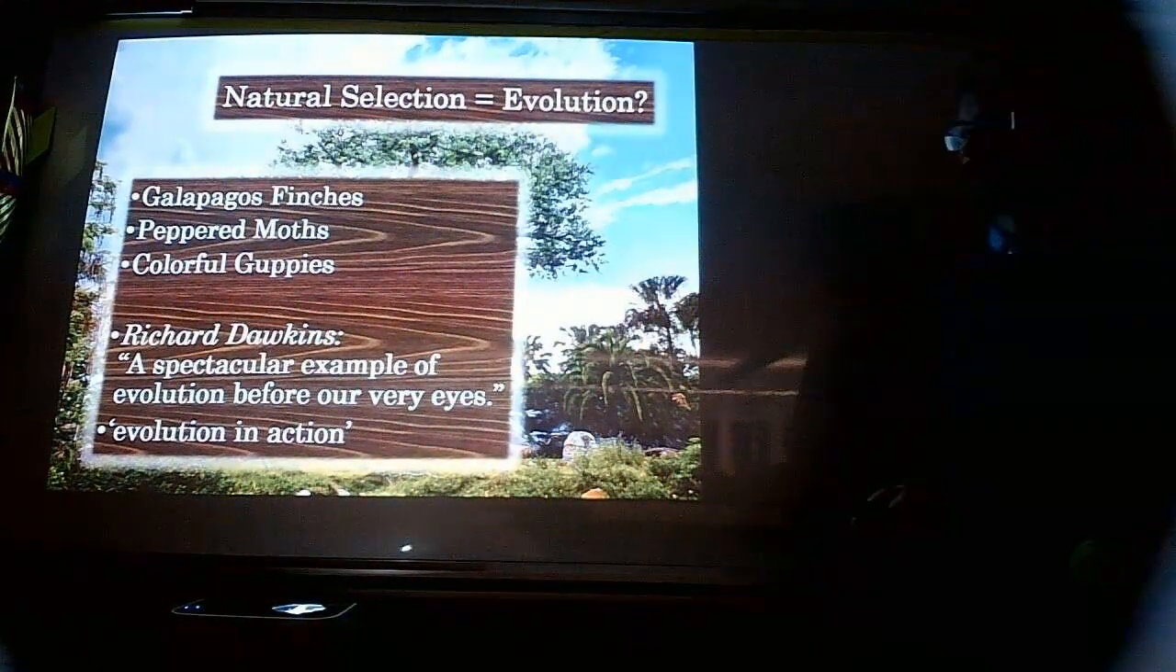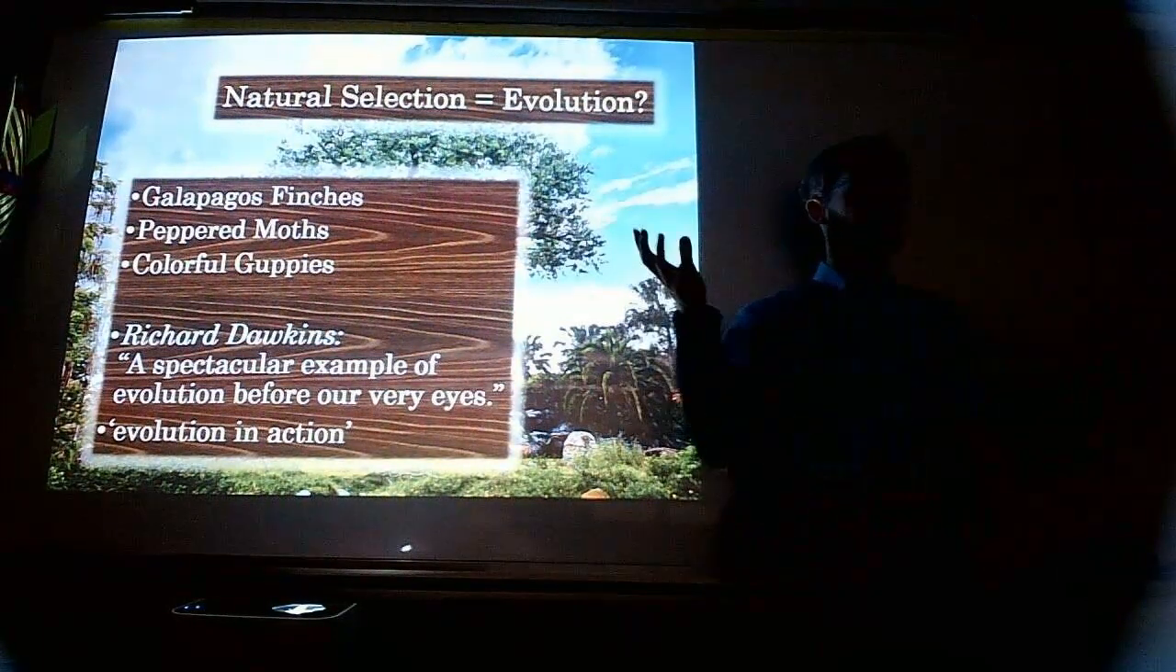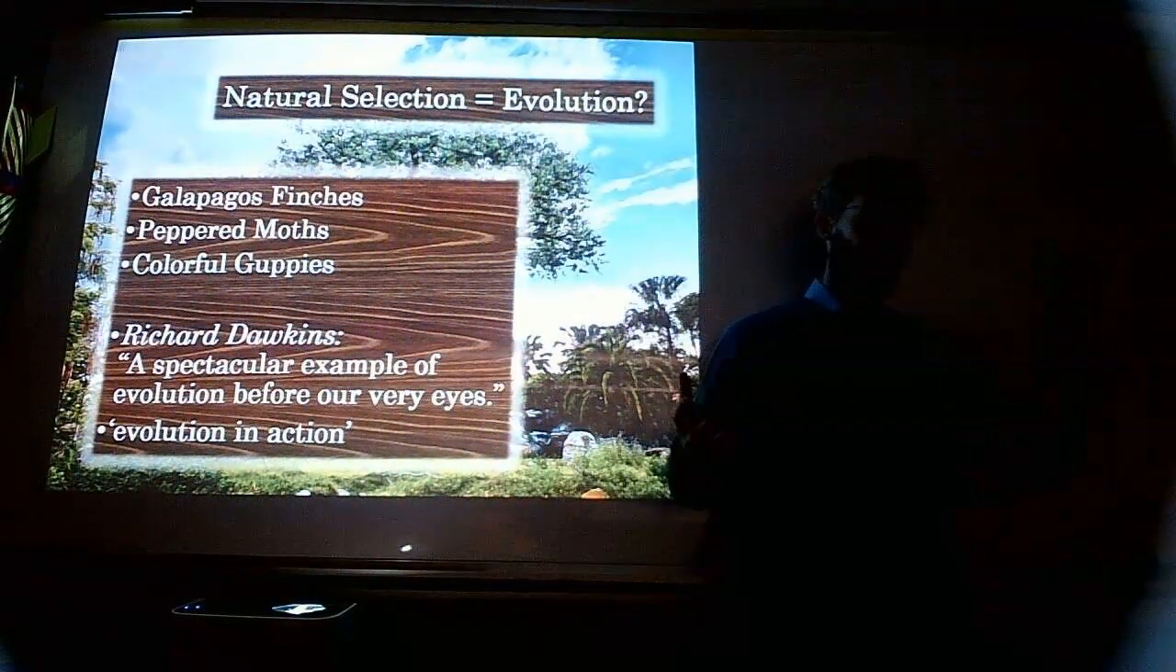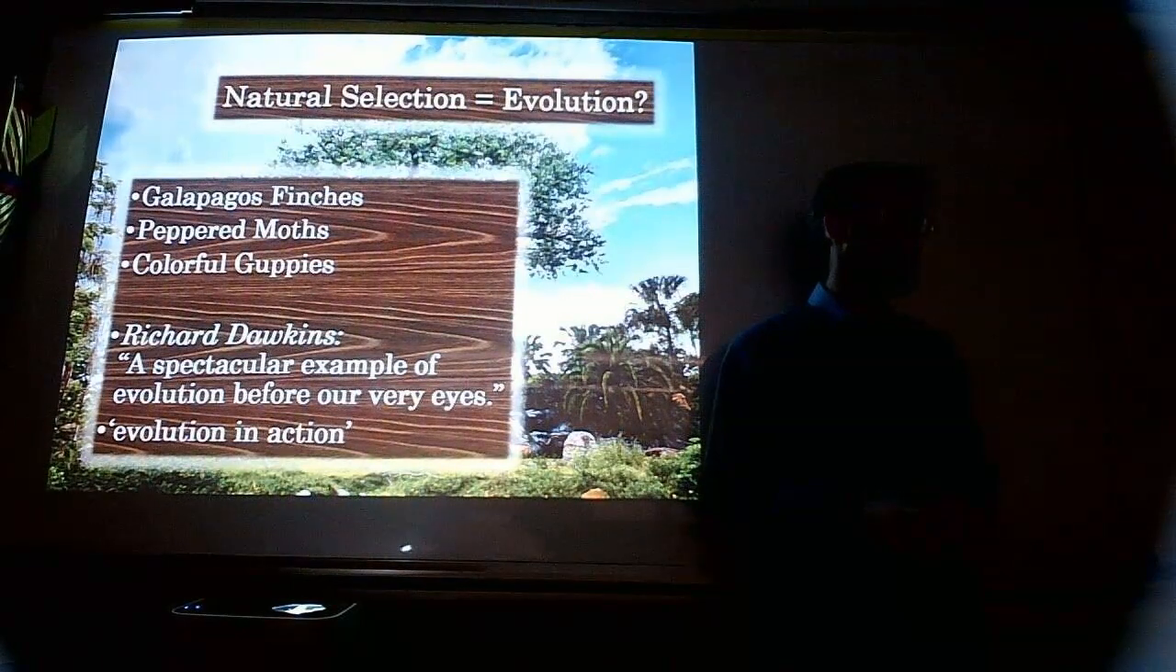So basically what's going on with the guppies is if you have a whole bunch of guppies, you've got colorful guppies and you've got guppies that are kind of boring. Well, if you have a predator come in and that predator has a lot easier time spotting all the flashy looking ones, then it's going to gobble them all up and you'll just be left with kind of the boring looking guppies.